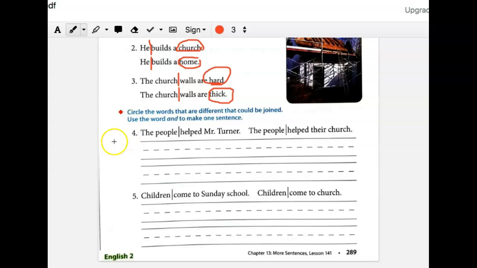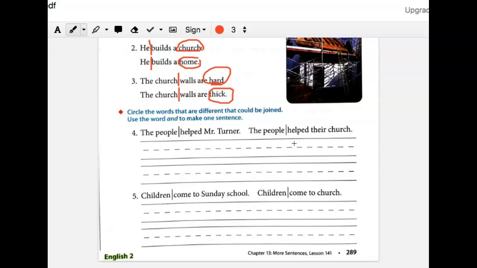Number 4 and 5. Circle the words that are different that could be joined. Use the word and to make one sentence. So number 4, we have the sentences, the people helped Mr. Turner. The people helped their church. A line is already drawn for us, and so we can tell that the people are the same subject in both sentences. Then what are the different words that could be joined to make one sentence?